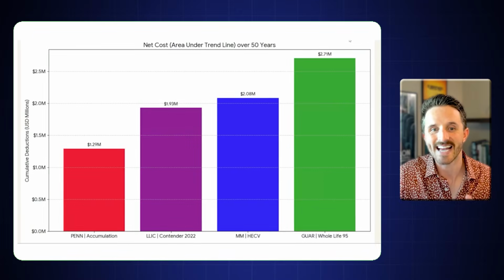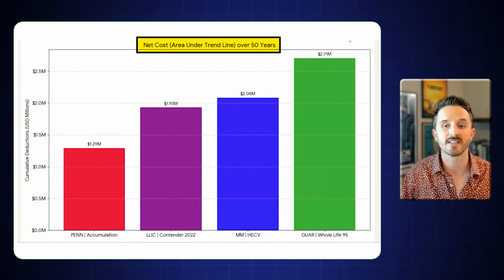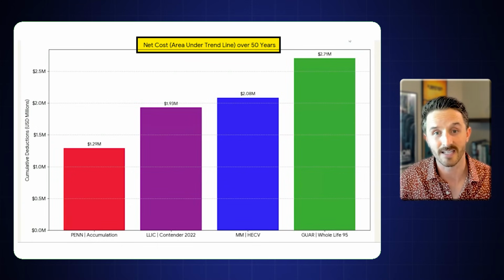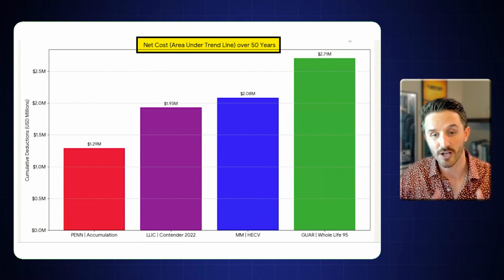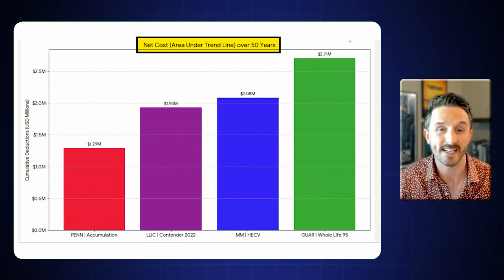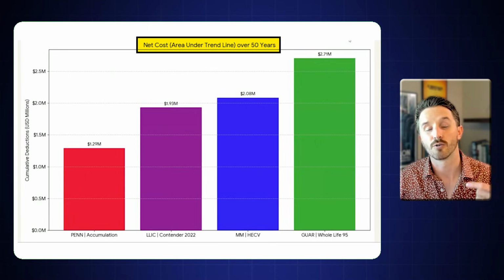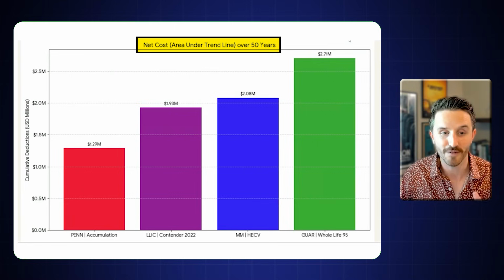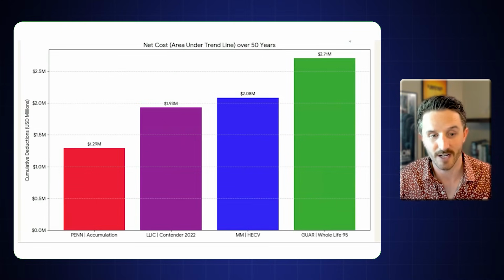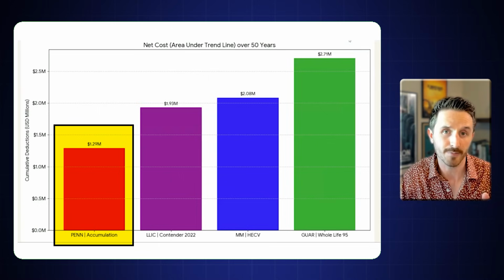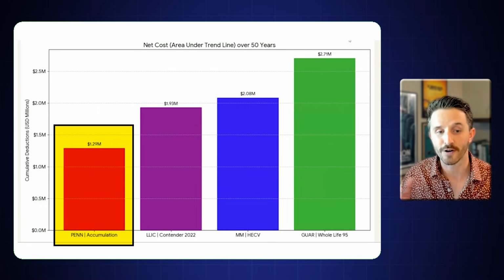Now, here is the net cost, or the area underneath the trend line over 50 years. So what I did is I took each one of those lines and I basically told my software, I want you to measure the net area underneath each line, and that's going to give me the cumulative amount of cost or deductions over 50 years. And so over 50 years, the lowest amount of deductions out of any of the carriers that we work with is Penn. It was 1.29 million in this policy built in this way over a 50-year period.